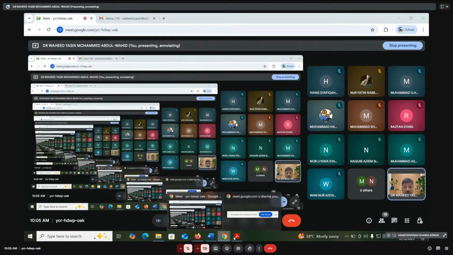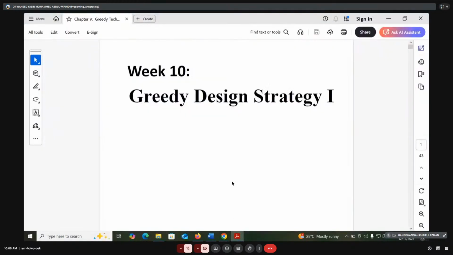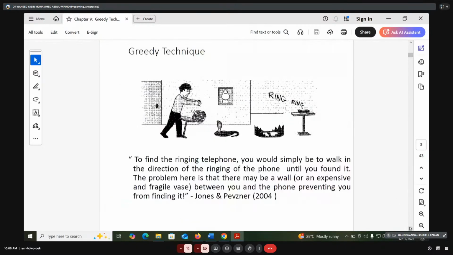So I will go through the greedy design strategy, just a recap for this one. Greedy design strategy. To find the ringing telephone, you would simply walk in the direction of the ringing of the phone until you found it. The problem here is that there may be a wall or an expensive and fragile vase between you and the phone, preventing you from finding it.